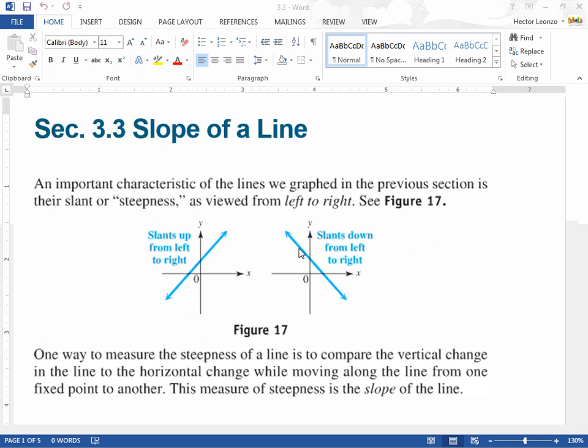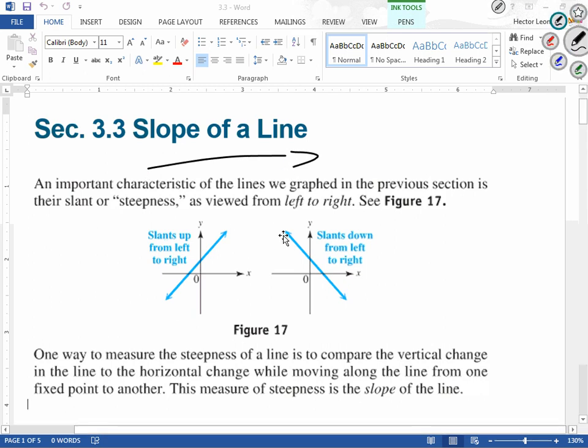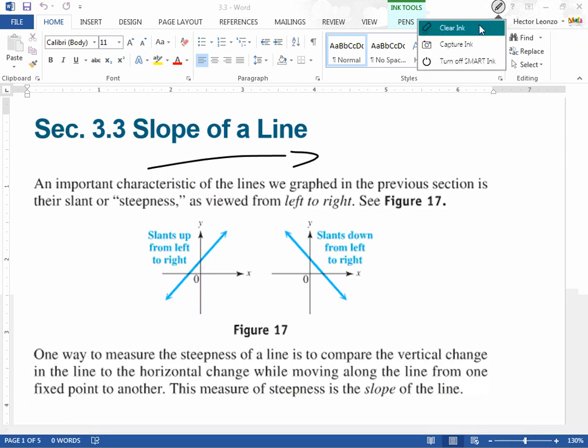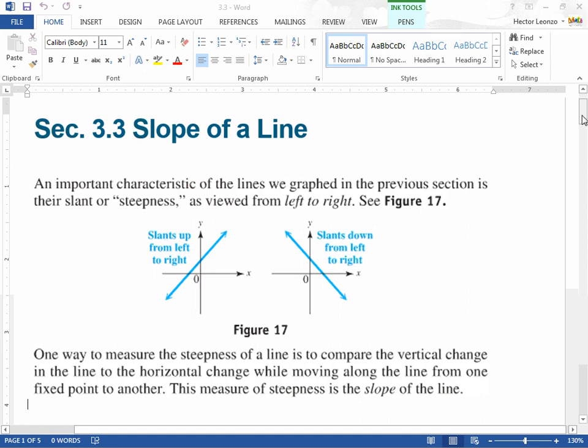Now looking at this other one, looking from left to right, we always read from left to right, it looks like it's going down. My slope will be a negative value. So just by looking at the line, real quick, you should know the sign of it, either positive or negative. Remember, it's always traveling from left to right.